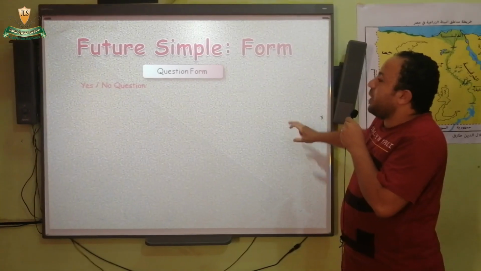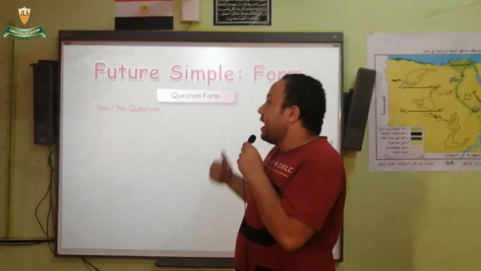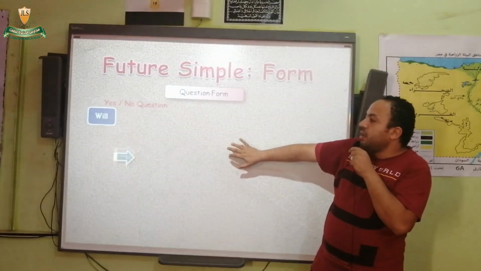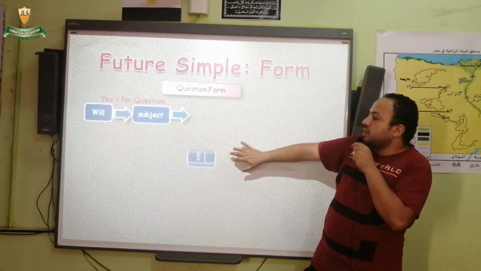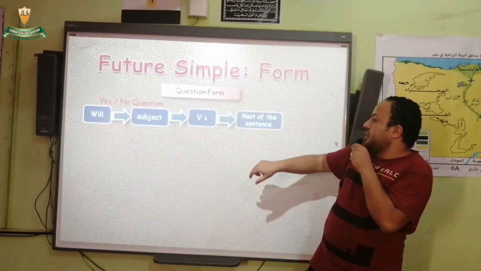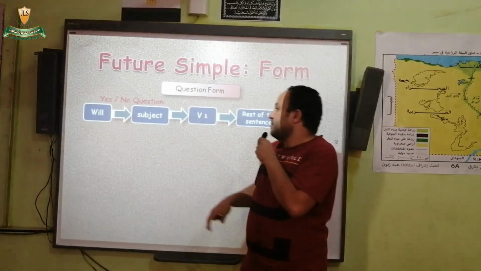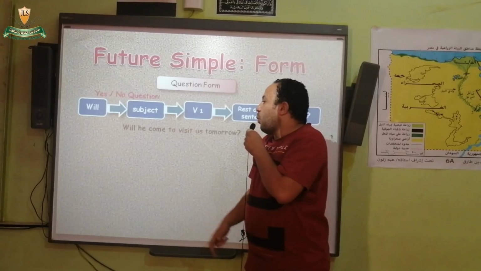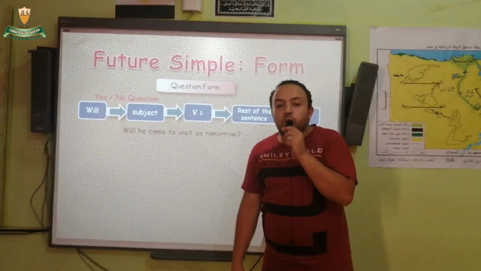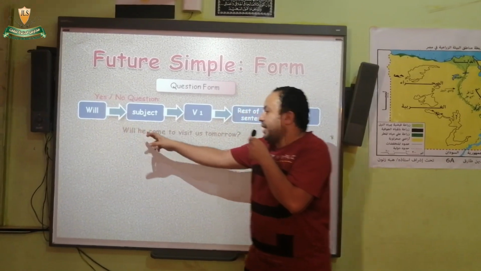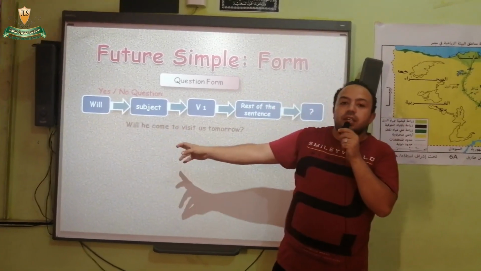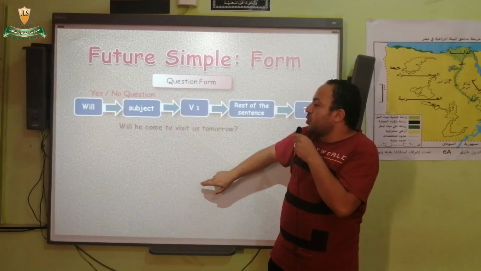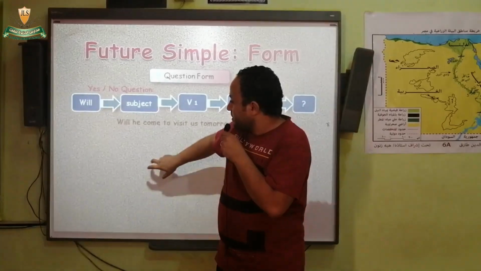Okay, the question form. We have two forms of the question. The first one is the yes or no question. We start with will plus subject plus infinitive and the rest of the sentence. For example, will he come to visit us tomorrow? So we start with will plus he, the subject, and come is the main verb in the infinitive, and to visit us tomorrow is the rest of the sentence.